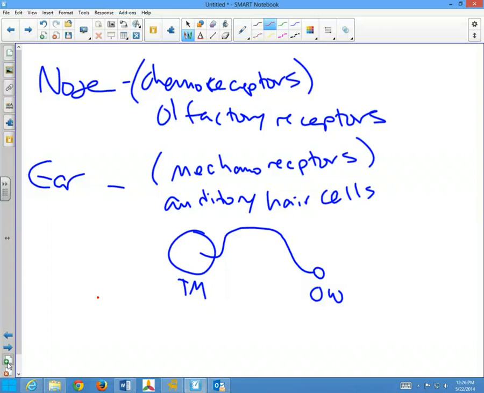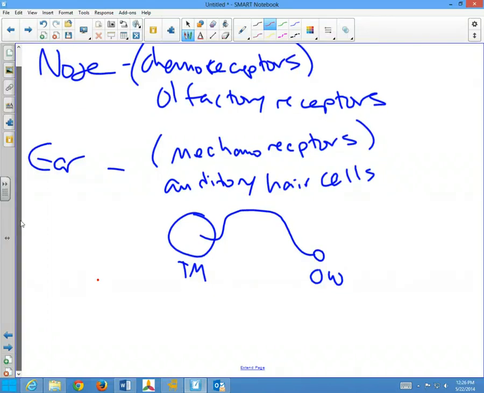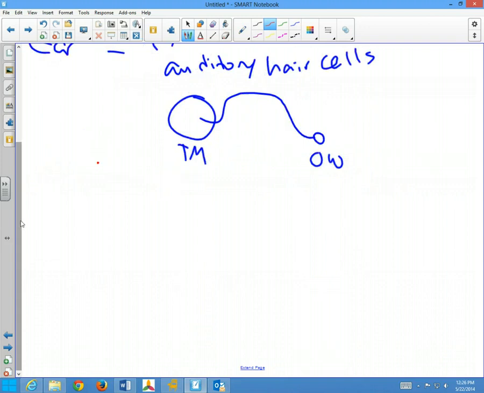Okay, what comes next? Isn't it the stapes, the incus? Sure, right. That's the ossicles there. Malleus. Yep. Okay, ear, nose.